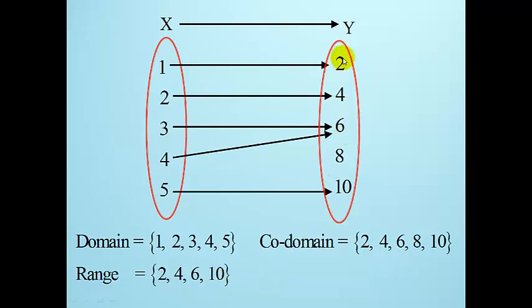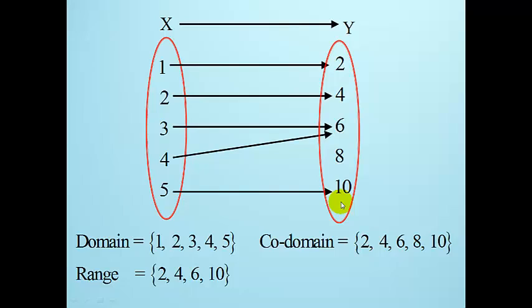Now, when we look at the set Y, the image of 1 is 2. The image of 2 is 4. The image of 3 and 4 is 6. And the image of 5 is 10. 8 is not an image, and therefore it is not part of the set of the range. So the range is the set of elements 2, 4, 6, and 10, since 2, 4, 6, and 10 are the images.